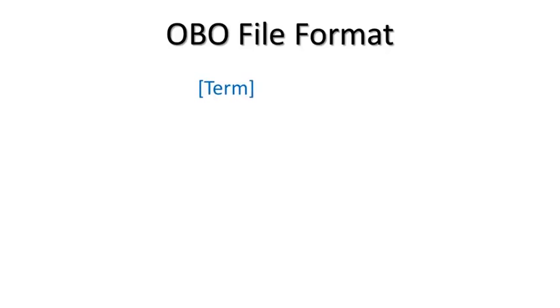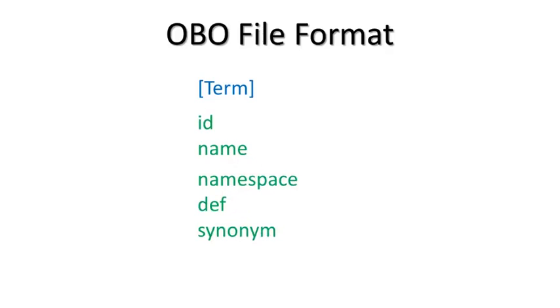Here, each concept is named a term. Each concept has a few properties defined, including a unique ID, a name, a namespace, which specifies which of the three categories the term belongs to. Def is the definition of the term. Synonym lists all the synonyms and acronyms of the name. Finally, there is the definition of the concept's relationship with other concepts, such as is-a.